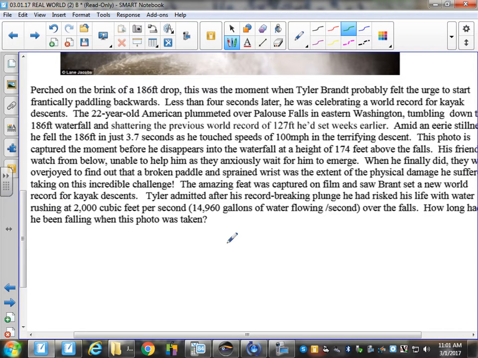So what is the model for falling objects? What's my model? You guys tell me. H of t. There's also a poster behind you. What is my falling objects model? H of t equals negative 16t squared plus h naught.